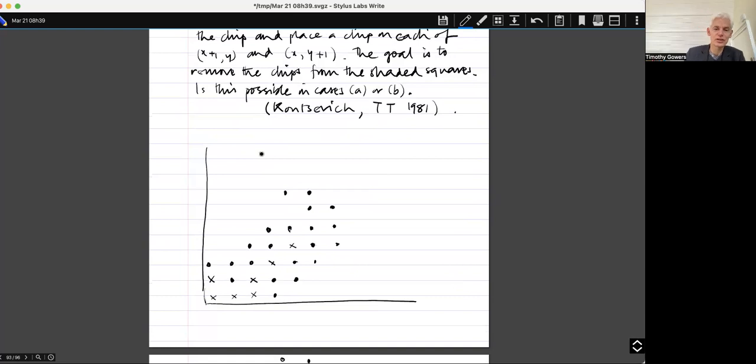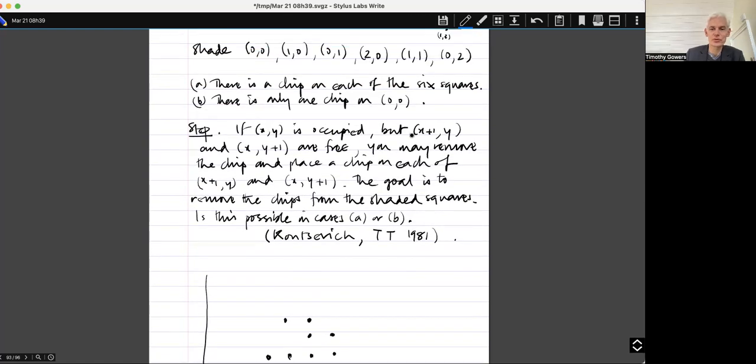So what you see here was an attempt. So the question was, one, can you escape if you've got one in each of those 6 squares? What about if you just got one in the very bottom left-hand corner? Can you then make sure that there are no chips left in any of those 6 squares? Or 6 points.